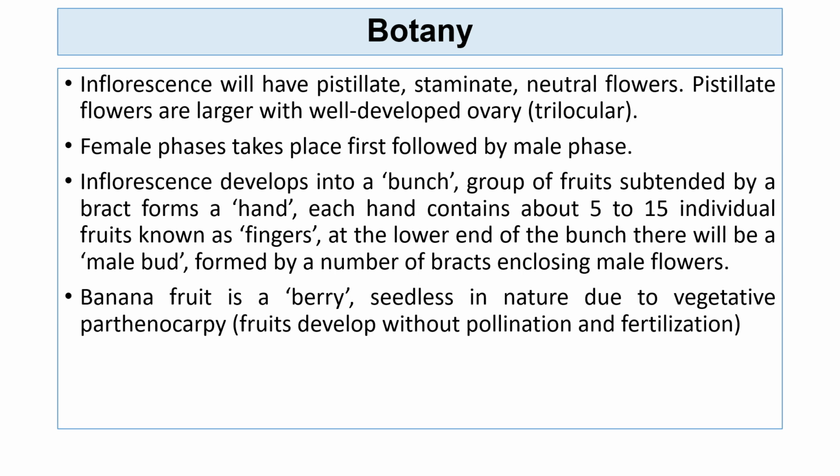Then the inflorescence consists of pistillate, staminate and neutral flowers. Pistillate flowers are larger with a well developed ovary, and the ovary is trilocular. The female phase comes first, followed by the male phase. The inflorescence develops into a bunch.